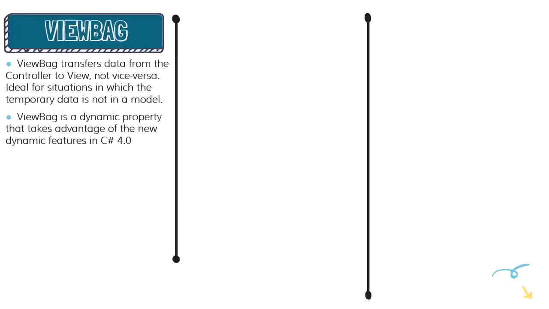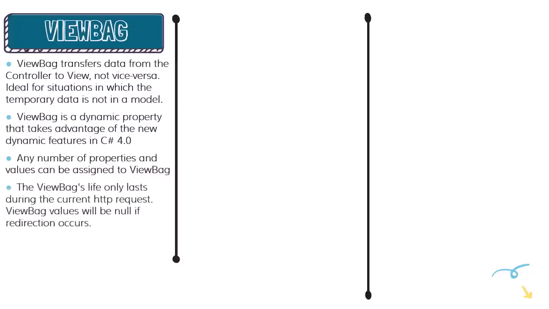ViewBag is a dynamic property that takes advantage of the new dynamic features in C# 4.0. Any number of properties and values can be assigned to a ViewBag, and the ViewBag's life only exists during the current HTTP request. ViewBag values will be null if there is any redirection. Like in our case, we will be passing the value from controller to view and we will not be redirecting. That is why the ViewBag value will persist.